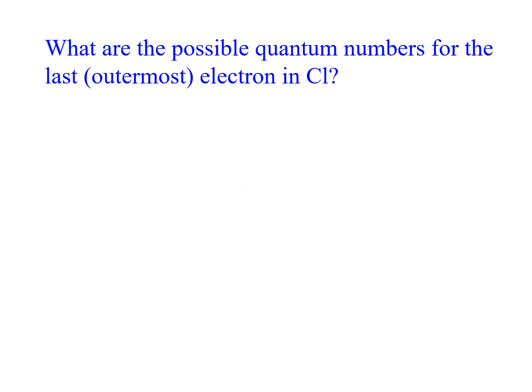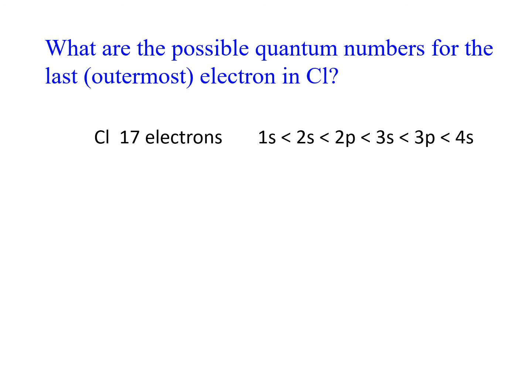So what are the possible quantum numbers for the last or the outermost electron in chlorine? Okay, look at your periodic table. Chlorine is number 17, and so it has 17 electrons. Now each orbital can hold only 2 electrons, and so we will fill from the bottom up in terms of energy. And so the 1s orbital is lower in energy than the 2s, which is lower in energy than the 2p, then 3s, 3p and 4s accordingly.